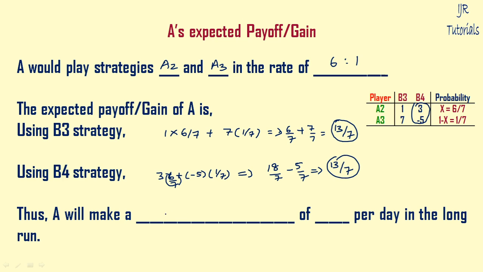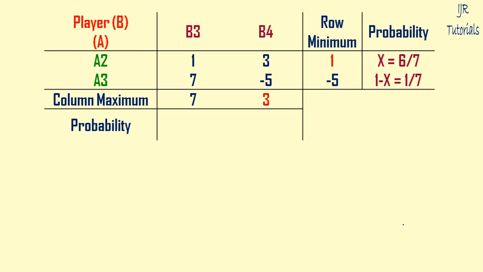Now A will make a net gain because A is getting a positive value. That means we can get a net gain of how much? 13 by 7 per day in the long run. That is the interpretation of this particular A. Let us see B's expected payoff and gain.